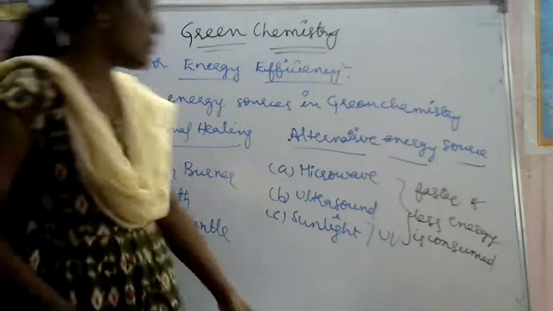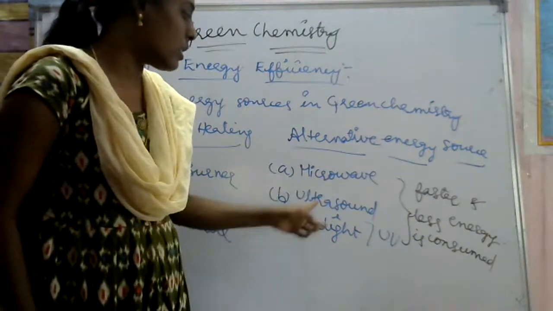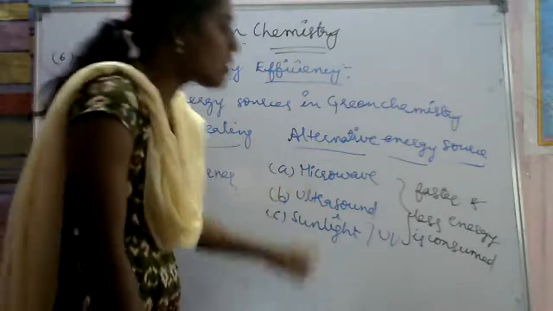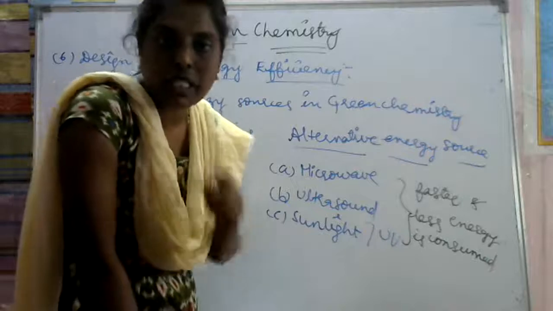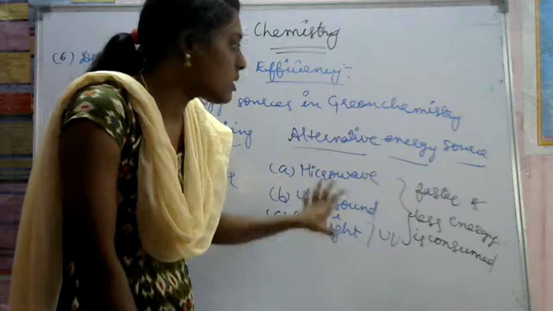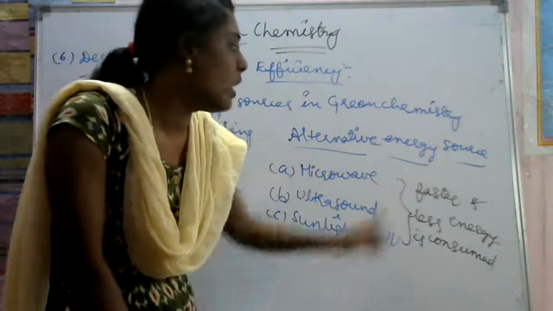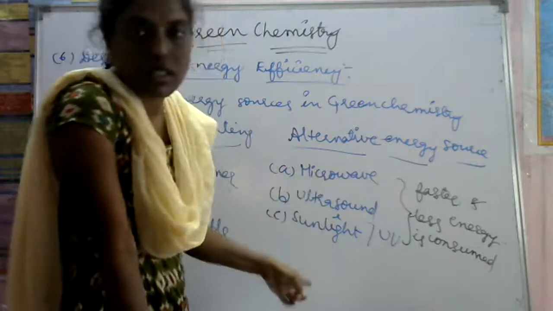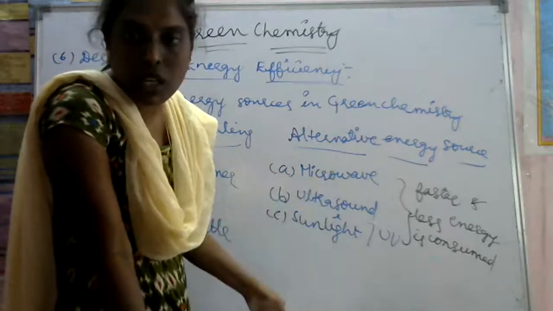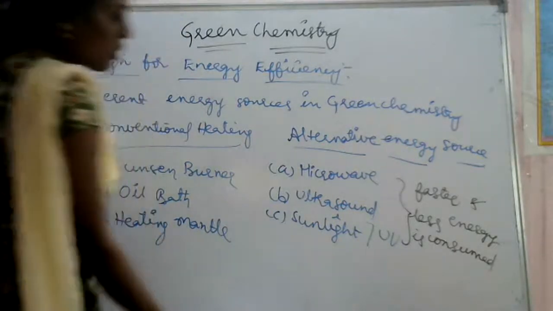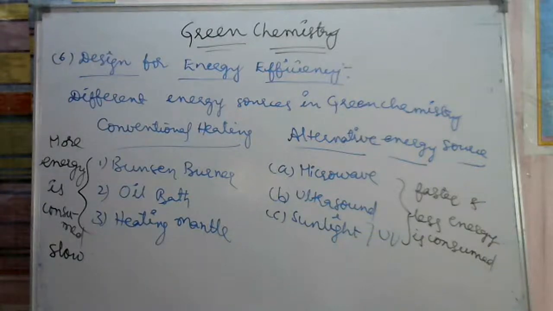But if you use microwave, ultrasound, and sunlight or UV, these reactions are faster. Within seconds, fractions of seconds, we get the product. These are very fast methods, and less energy is consumed by using these energy sources. That is the difference between conventional heating and these energy sources.